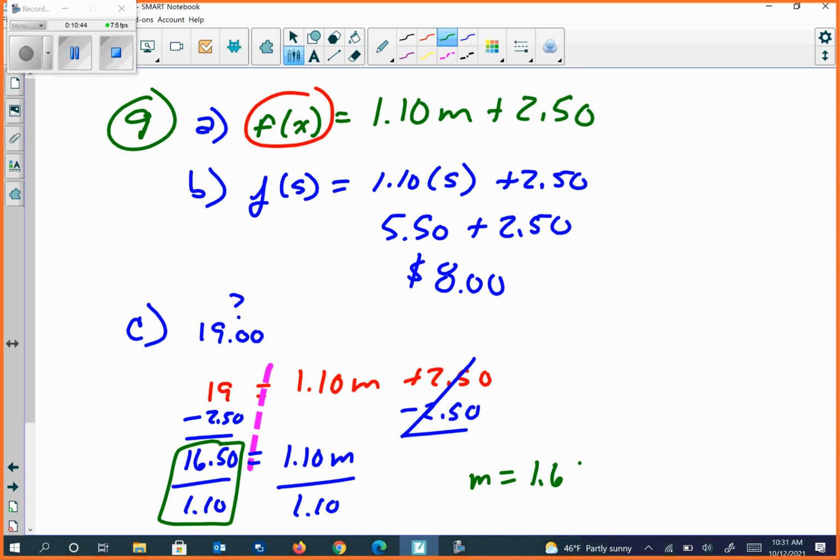$1.65? Is that right? 16.50 divided by 1.10? Are you sure? Does someone else verify that? I got something else. Okay, I would think so, because if you only have $19, I'm pretty sure you can go a little further than 1.65 miles, being that 5 miles only cost you $8. What'd you get? 15. 15. So you can go 15 miles if you have this $19. I guess you're not tipping the Uber, dude.